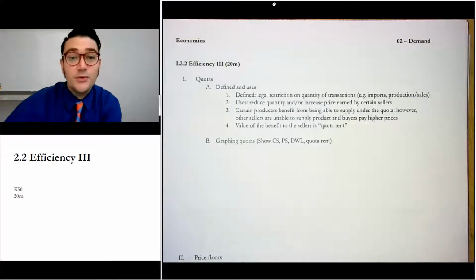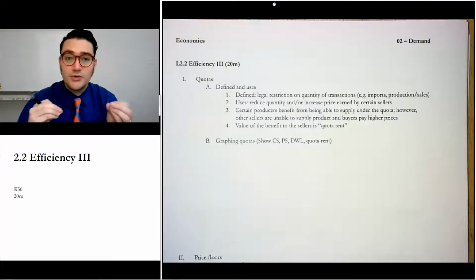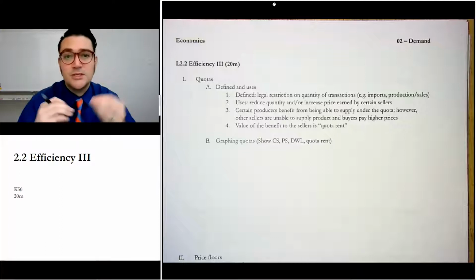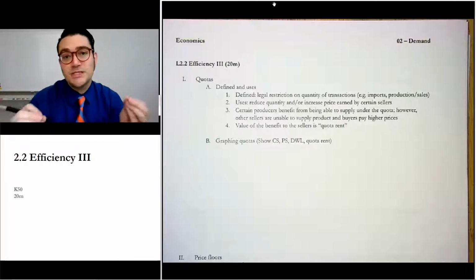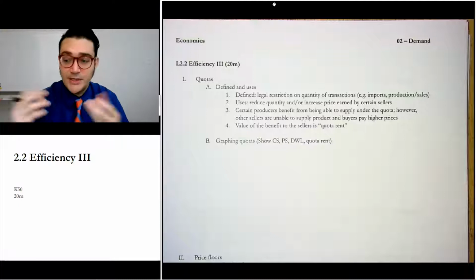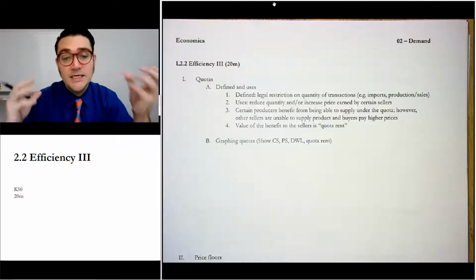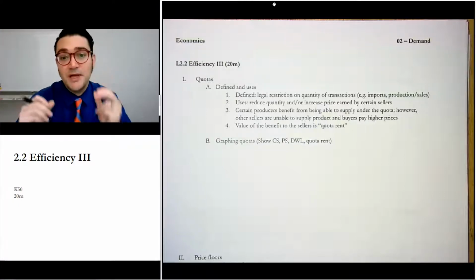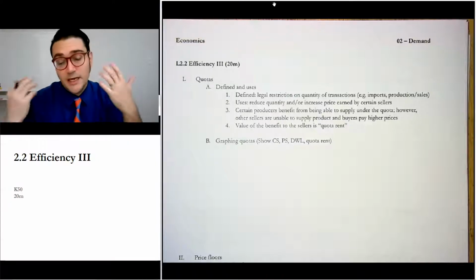Hi, everybody. So in this video, we're going to be talking about the third lecture related to efficiency. And all of these are about how interventions in markets reduce efficiency in these circumstances. So we already looked at taxes. In this video, we're going to look at two things that benefit sellers: quotas and price floors.